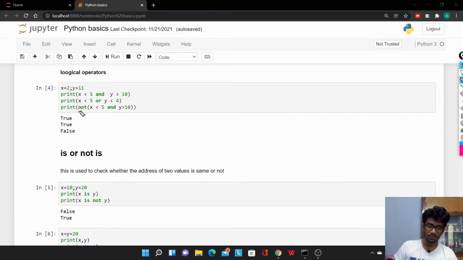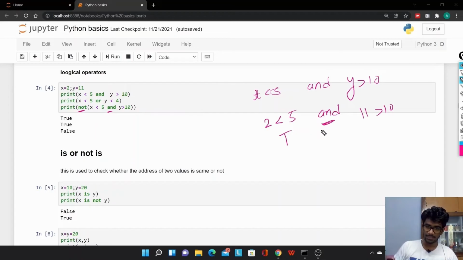Now let us try to see the third operator, that is NOT. We have seen the AND, right? Let us try to understand what the NOT operator does. Here we are saying that x is less than 5 and y is greater than 10. Let us check. The value of x is 2, which is less than 5. That is true. And the value of y is 11, greater than 10.